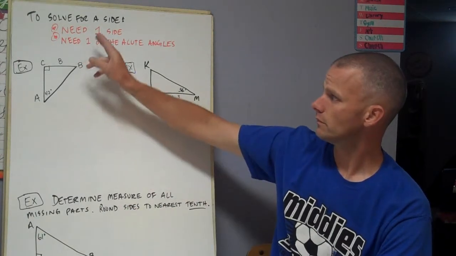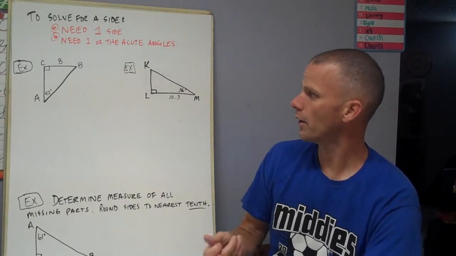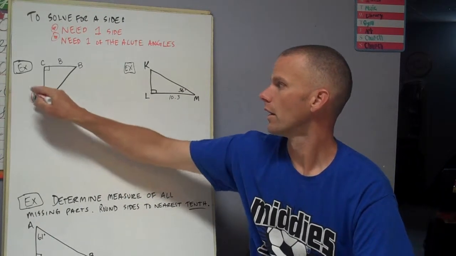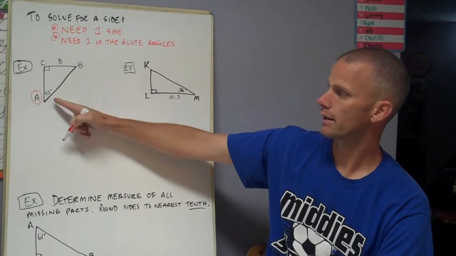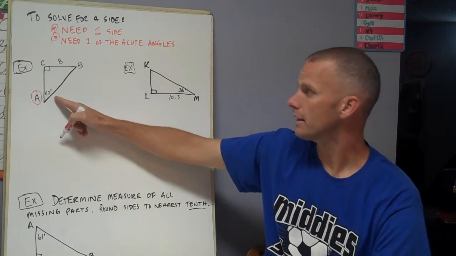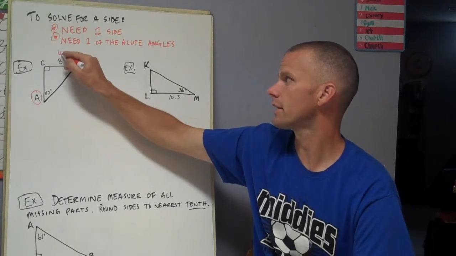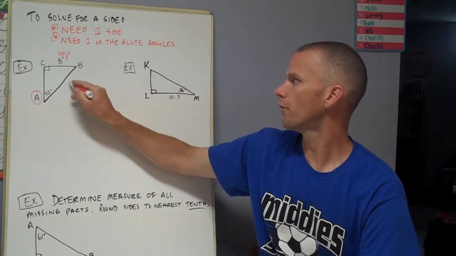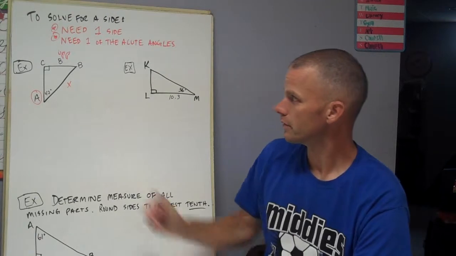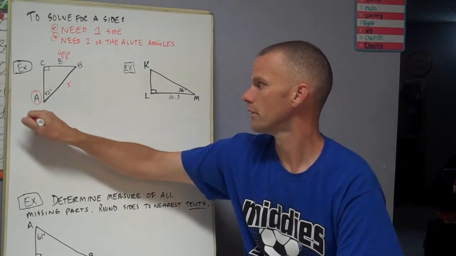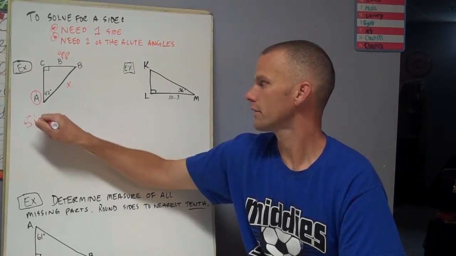So, we know angle A. Obviously we can figure out angle B by just subtracting our angle measure from 90. But we're going to stick with angle A, so that makes this the opposite side. Let's solve for our hypotenuse here. So opposite hypotenuse, that gives us the sine.